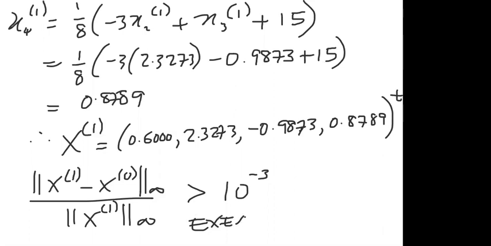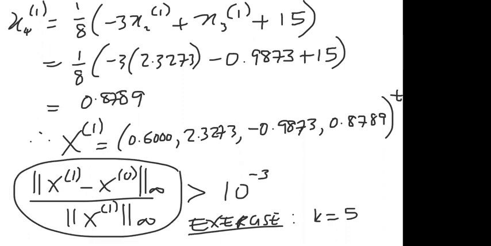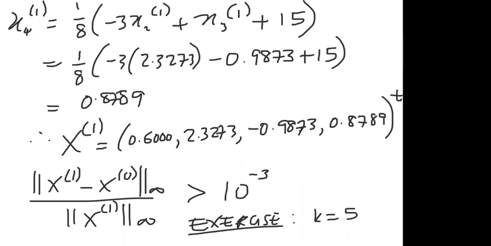In the notes, I've given you this as an exercise. You show that you need to go up to the 5th iteration in order for the stopping criterion to be satisfied. Any questions on what we have considered?